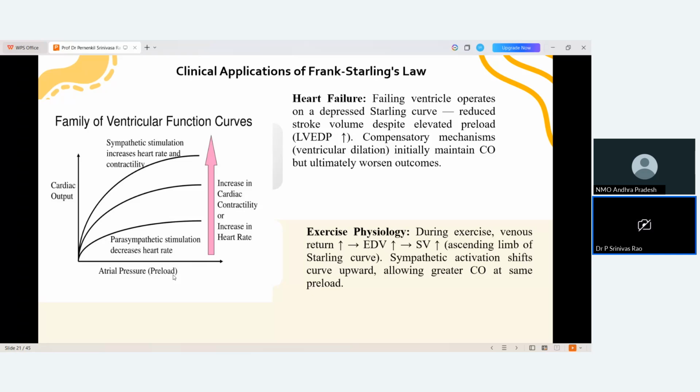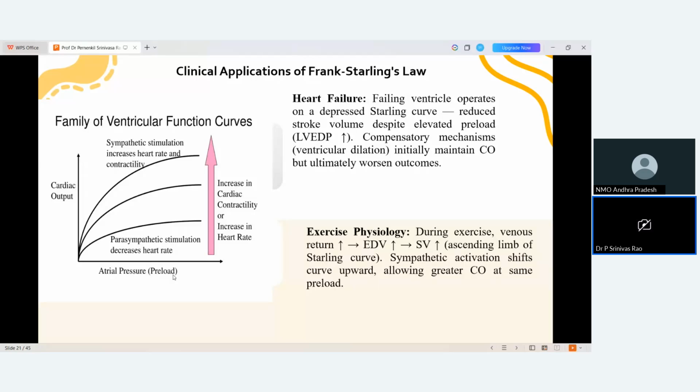For you to understand, in exercise, see nowadays, one of the common questions which is being asked is, explain the cardiorespiratory changes in exercise. This can come in first or second paper. Understood? It is asked as an integrated physiology.